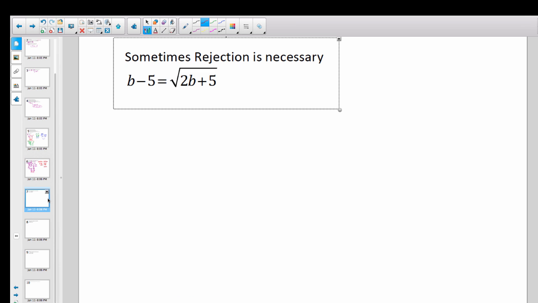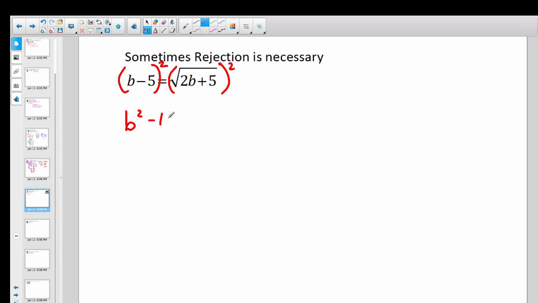But here's the rejection part. So there will be a time when you solve radical equations where you're going to reject one or both solutions, or the only solution, whatever the case may be. So let's take a look at this question. I have a radical and a binomial. The radical's alone, so we're happy. We're going to square both sides. And this is that pro tip from before, right? This is not equal to b squared plus 25. What this is equal to is b squared minus 10b plus 25.